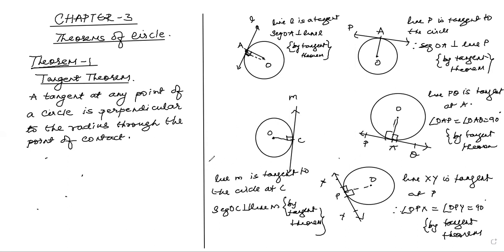So remember, children, the moment you see a tangent, you have to say the tangent is perpendicular to the radius. In short, you can call it the tangent theorem. I hope everybody has got this theorem, children. No proof of it.